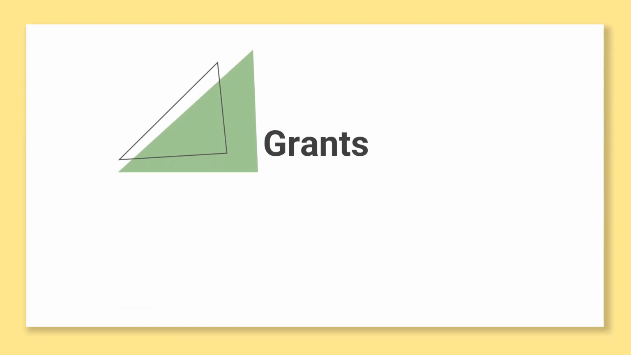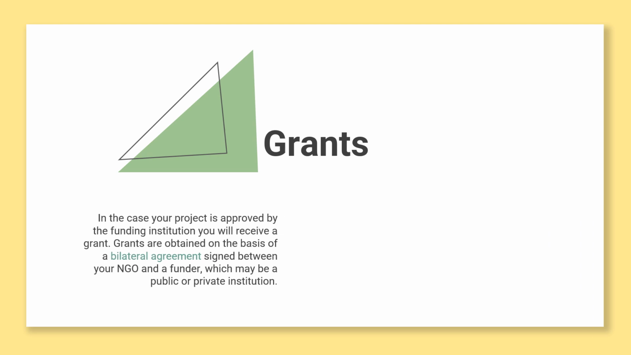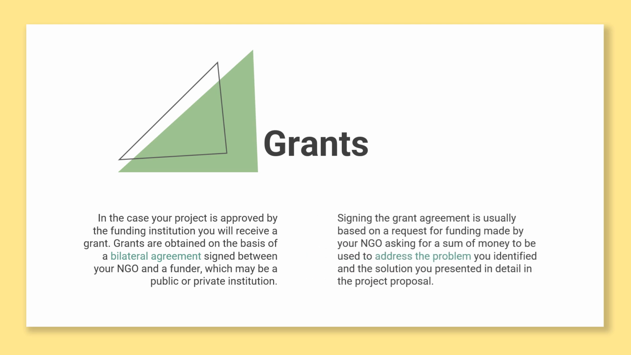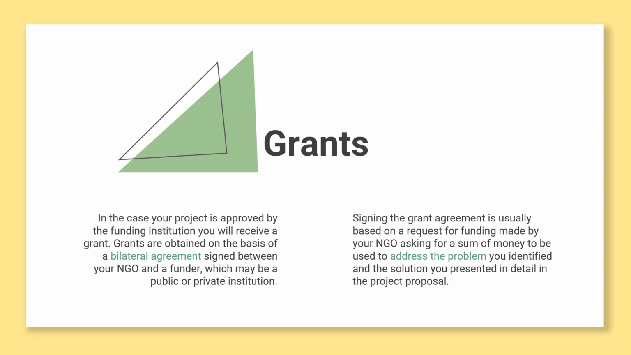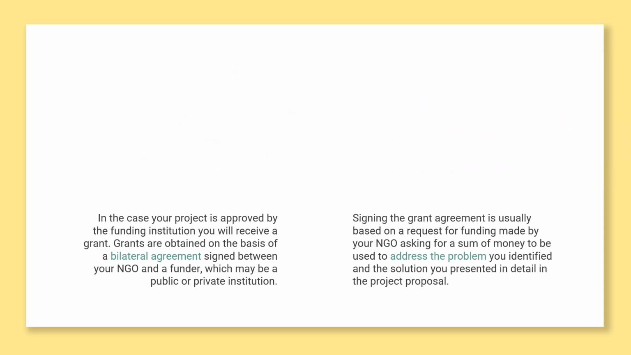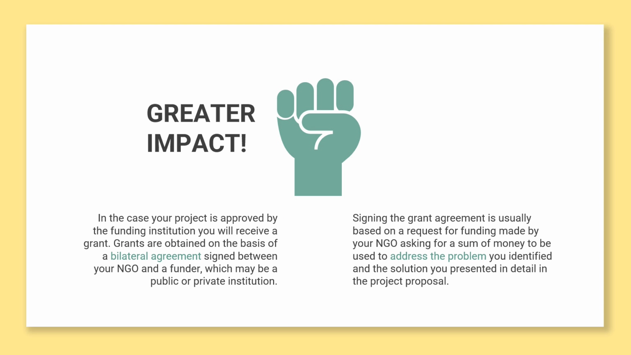In the case your project is approved by the funding institution, you will receive a grant. Grants are obtained on the basis of a bilateral agreement signed between your NGO and a funder, which may be a public or private institution. Signing the grant agreement is usually based on a request for funding made by your NGO asking for a sum of money to be used to address the problem you identified and the solution you presented in detail in the project proposal. The major advantage of the grant as a source of funding is that it secures your potential to develop activities with a more complex and longer duration, thus with a potentially greater impact.